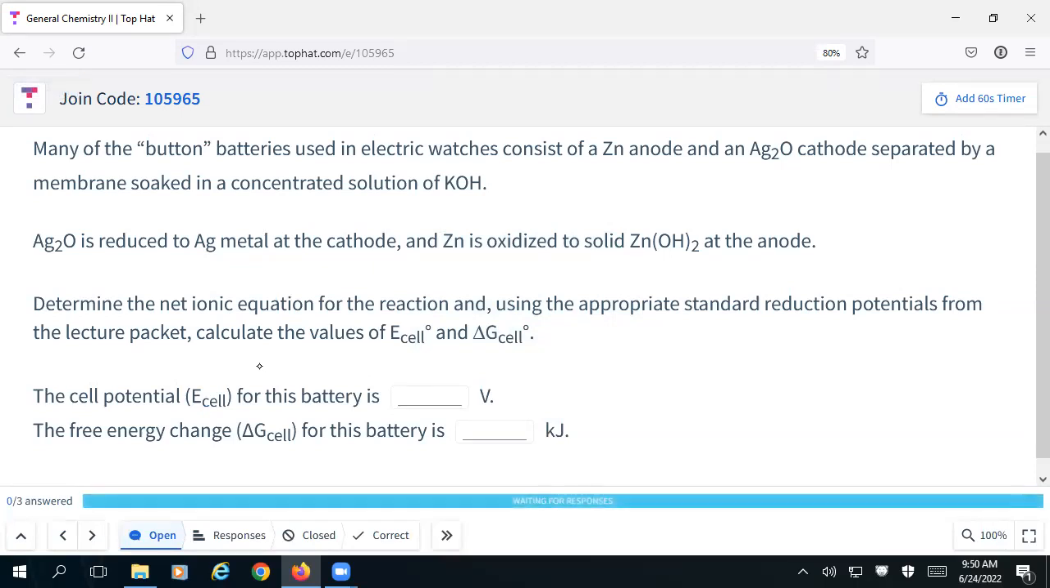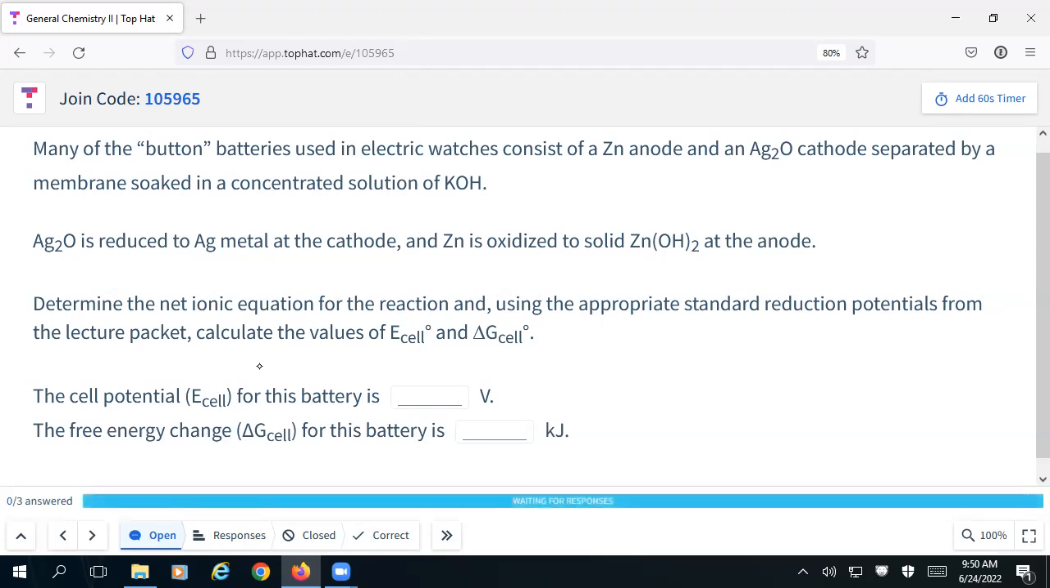All right, here's one I want you to try then. There's quite a bit going on in this question. It's concerning an actual battery. It's a button battery, like the ones that you would put in a watch or a hearing aid, or something along those lines. It's got a zinc anode and a silver oxide cathode that is surrounded by a base solution of potassium hydroxide. We know that silver oxide is reduced to silver and zinc is oxidized to zinc hydroxide at the anode.